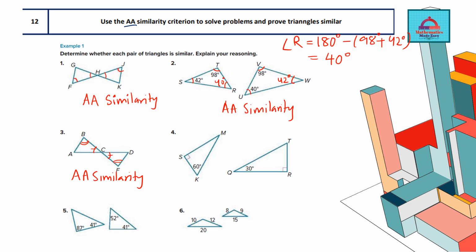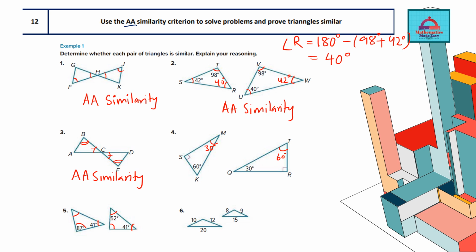Let's look at these right angles. One is 90, one is 60, so the other has to be 30 by angle sum property, and this has to be 60. So again, this is similar by AA similarity. Then we move on to question 5. In question 5, angle 41 is equal to angle 41, but this is 87 and this is 52, so we need to find the third angle and this angle here.